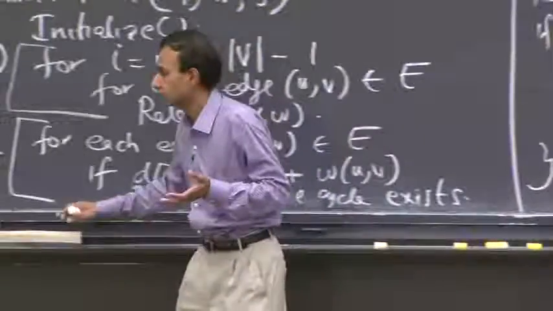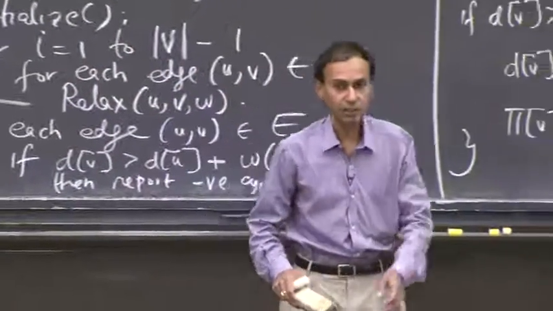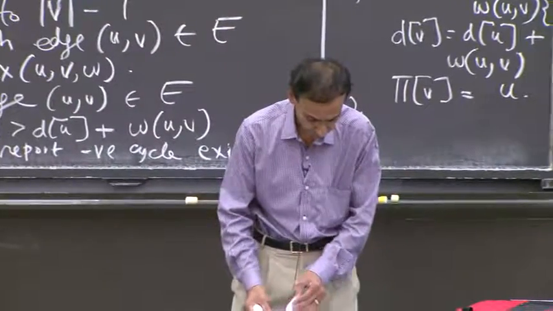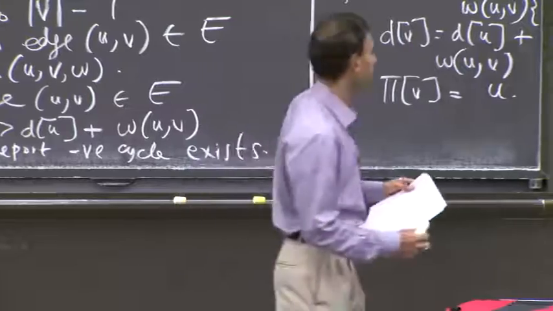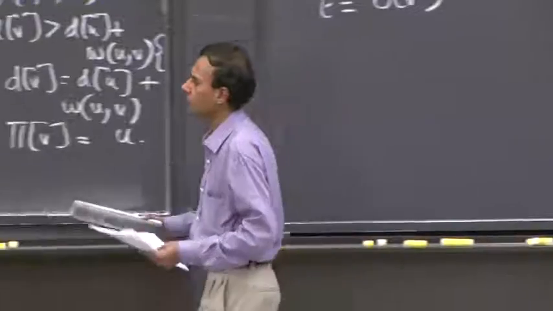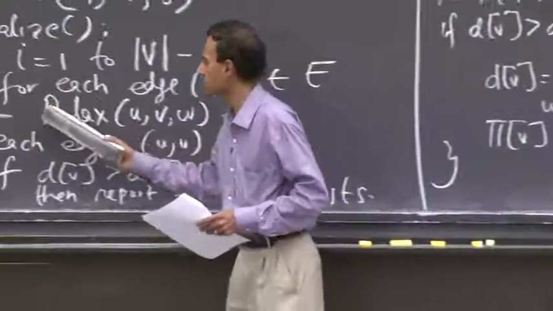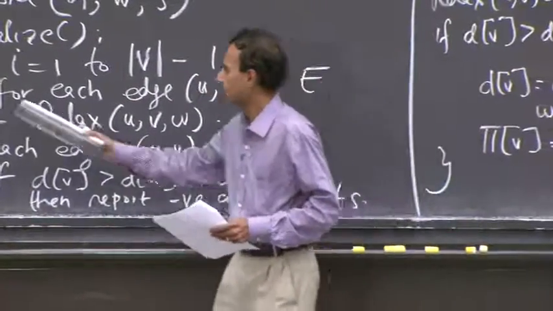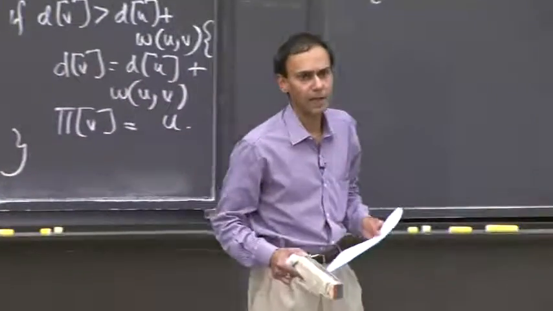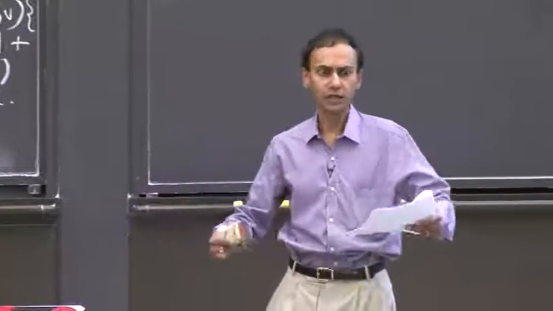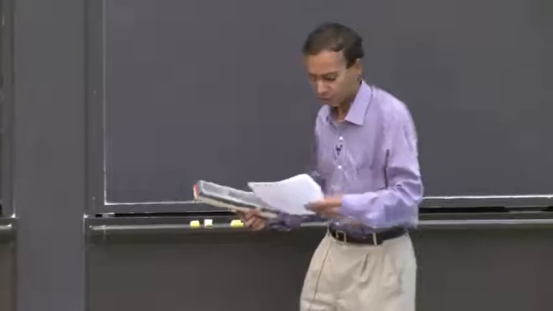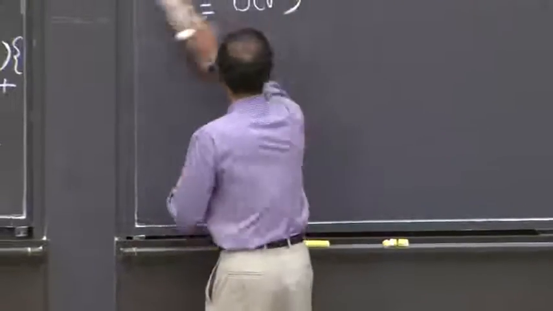Okay, so why does this work? I mean, this looks a bit like magic. It turns out we can actually do a fairly straightforward proof of correctness of Bellman-Ford, and we're going to do two things. We're going to not only show that if negative weight cycles don't exist, this will correctly compute shortest paths, but we also have to show that it will detect negative weight cycles if they in fact exist. All right? So there are two parts to this, and let's start.